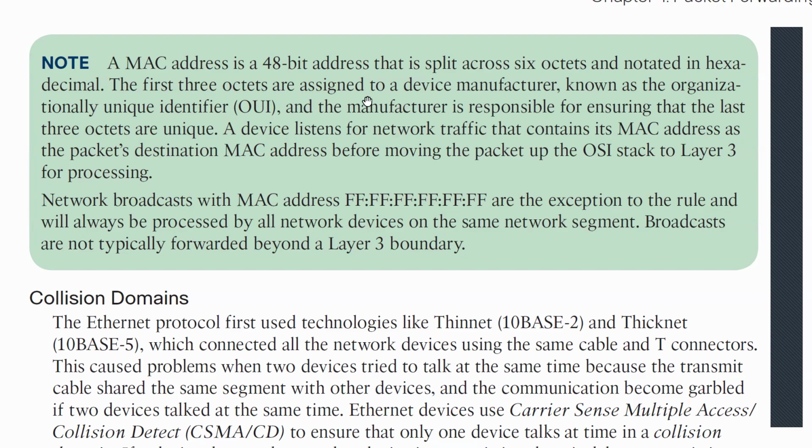The first 3 octets are assigned to a device manufacturer, known as the organizationally unique identifier. We know that the MAC address is made up of 2 parts, the OUI and the vendor-specific part, right? So the first 24 bits are the OUI, and the manufacturer is responsible for ensuring the last 3 octets, that means the last 24 bits. The device listens for network traffic that contains its MAC address as the packet's destination MAC address before moving the packet up the OSI stack to layer 3 for processing.